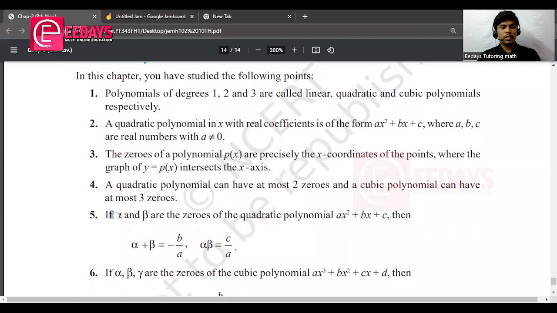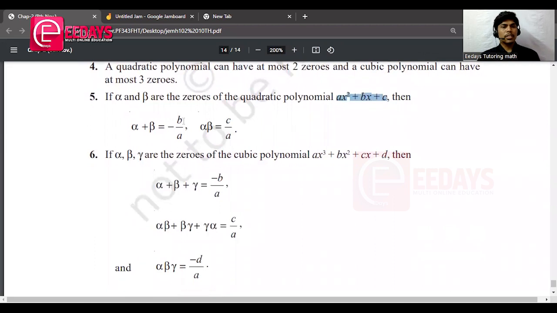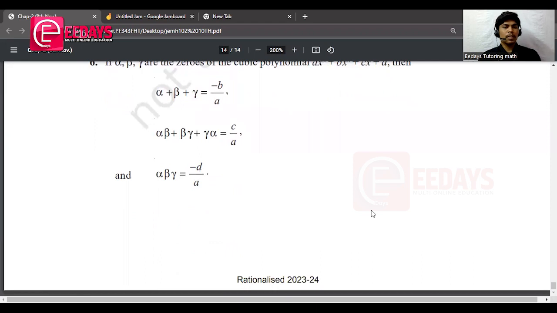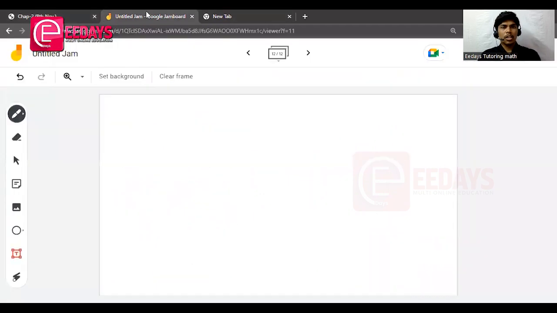Just now we discussed alpha, beta as zeros of ax square plus bx plus c. Sum of zeros is minus b by a and product of zeros is c by a. For a cubic polynomial, there are at most 3 zeros: alpha, beta, gamma. The general form is ax cube plus bx square plus cx plus d. Sum of zeros, alpha plus beta plus gamma, is minus b by a. Alpha beta plus beta gamma plus gamma alpha is c by a. Product of zeros is minus d by a. We already solved all the questions. Okay, I'll give you one question.